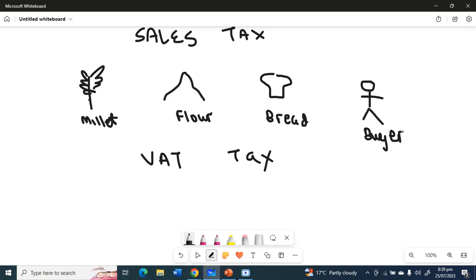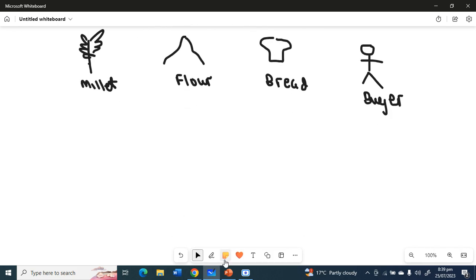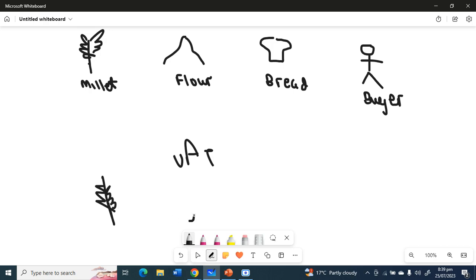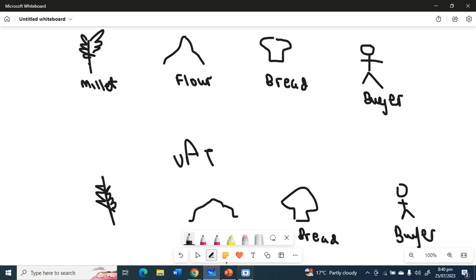So I'm going to illustrate that. All right. Some countries use the sales tax system. Other countries use the value-added tax system. Zambia uses the value-added tax system. So I just want to illustrate both. So in both scenarios, we're going to have a tax rate at 10%.